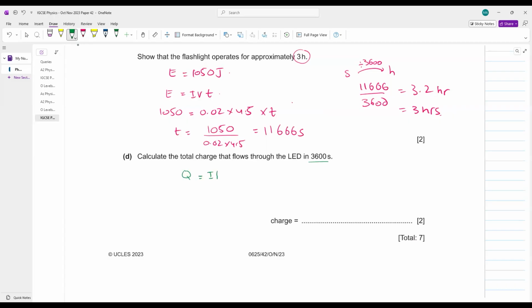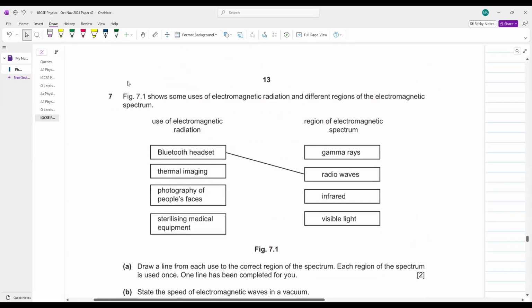Charge is equal to current into time. Current is 0.02 amperes. Time is 3600. Can you calculate the charge? 0.02 into 3600. Charge comes out to be 72 coulombs, rounded off to two significant figures.